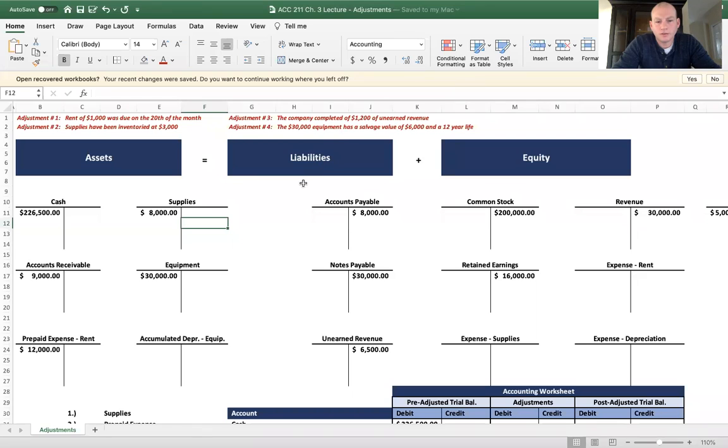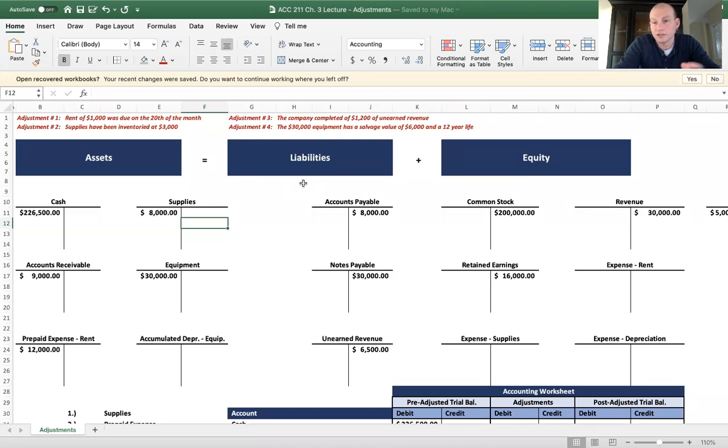So what I'll do is I'll go over the T accounts, so you can get a visual of how it flows through the company. And then also I'll try to do some journal entries for you guys. And also we'll look at the accounting worksheet to show the pre-adjusted trial balance, the adjustments, and then the post-adjusted trial balance.